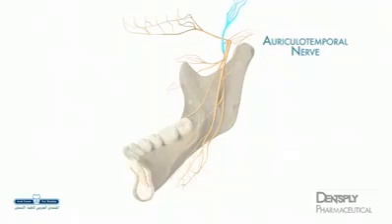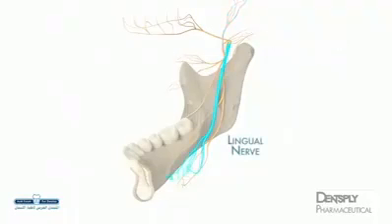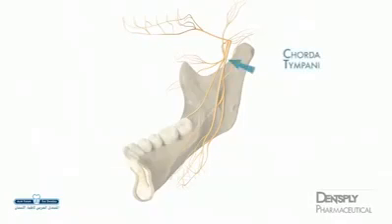The auriculotemporal nerve supplies the skin of the temporal region of the head. The lingual nerve provides general sensation for all of the lingual gingiva, and the mucosa of the floor of the mouth and anterior two-thirds of the tongue. In combination with a branch of the facial nerve, the chorda tympani, the lingual nerve also carries parasympathetic innervation to the submaxillary and sublingual glands and taste fibers to the tongue.